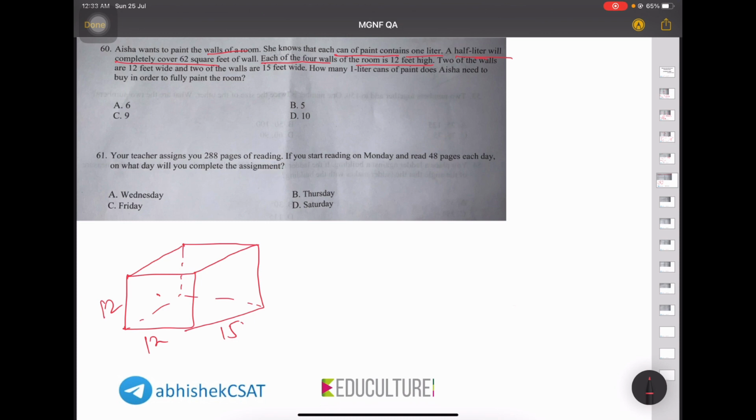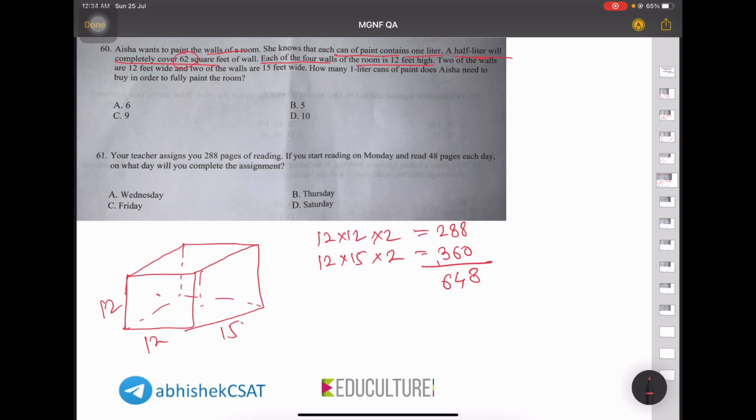So there are 4 walls. Area of this wall is 12 into 12, plus area of this wall 12 into 12. That means 2, so this is 144 into 2, 288. Again, for this side wall, 12 into 15 into 2, because this opposite one also. So 15 into 2 is 30, 30 into 12, 360. Total area is 648.